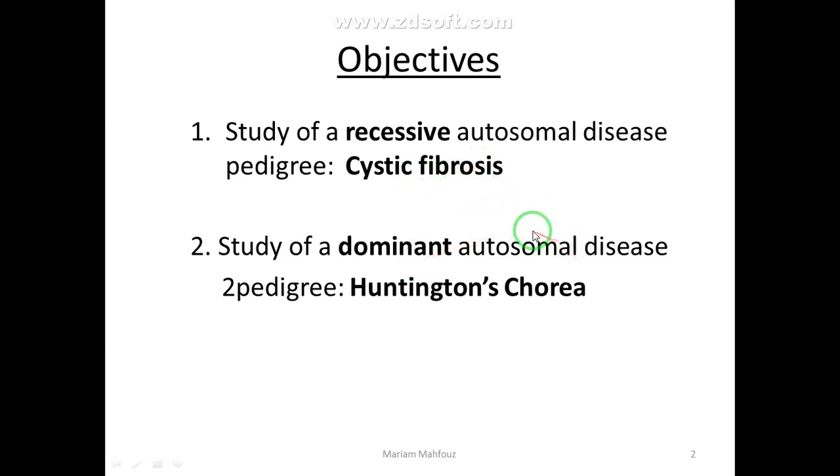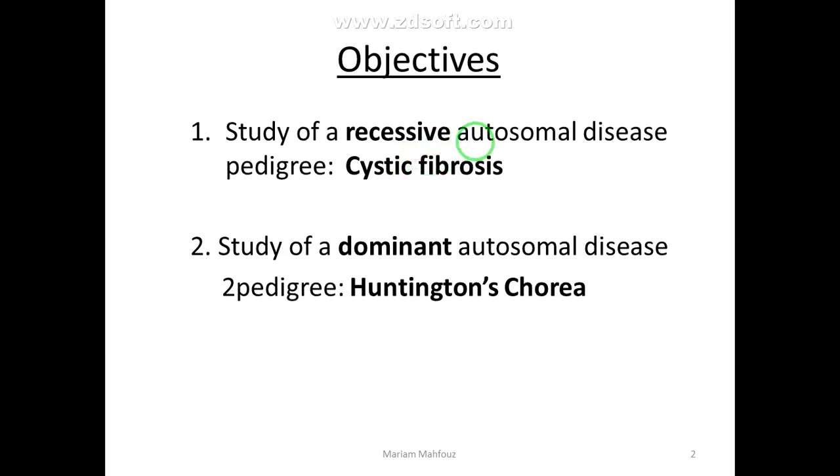In this video only, we're going to focus on the first objective, which is the cystic fibrosis pedigree, and we're going to answer pedigree questions like the ones asked in the official exams. Okay, so follow me very well. Listen carefully and don't miss anything in these questions, since the answers and these questions are very important.